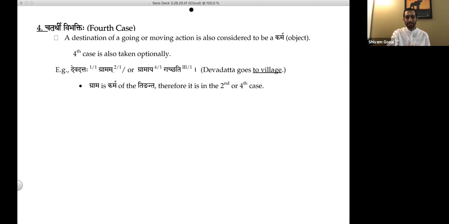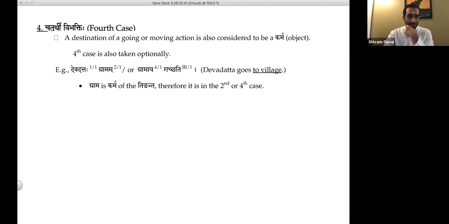So the example there is Devadattaha Gramaya Gacchati. So Devadatta goes to where? To the Grama. So we can say that in the second case or the fourth case. Now Grama means village. So Gramam or Gramaya. Okay.